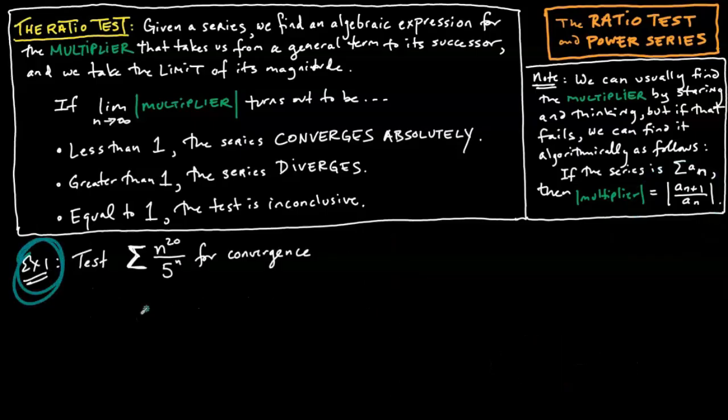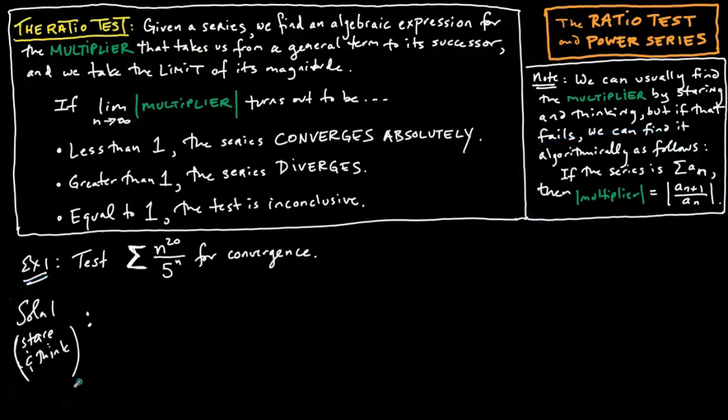For our first example, let's test this series, whose general term is n to the 20th over 5 to the n, for convergence. And let's run through two different solutions. First, by staring and thinking, and then by taking the more traditional algorithmic approach. Okay, solution 1, stare and think.